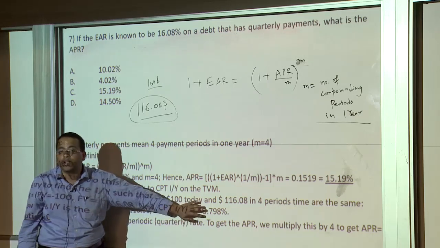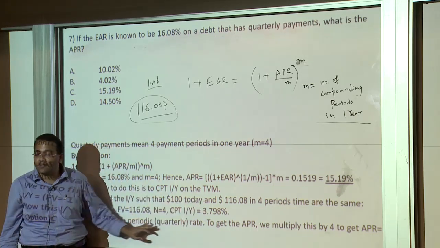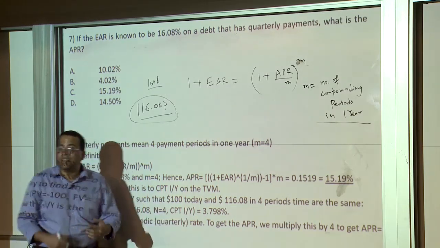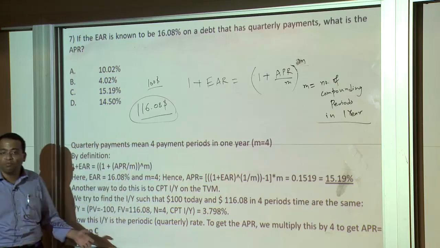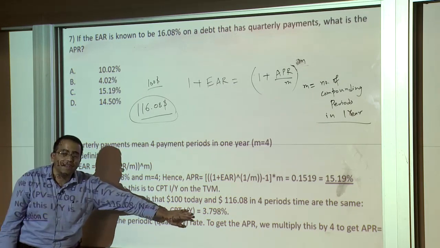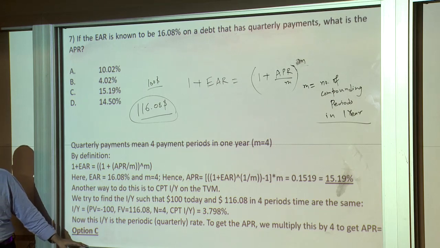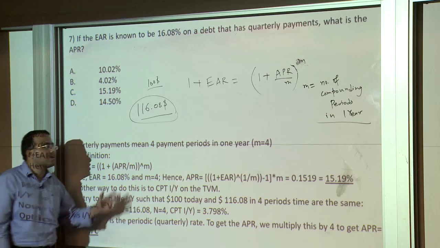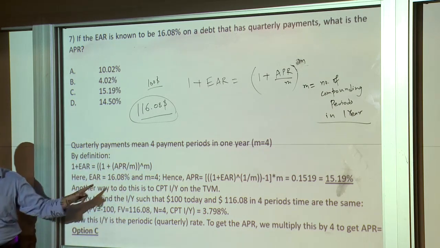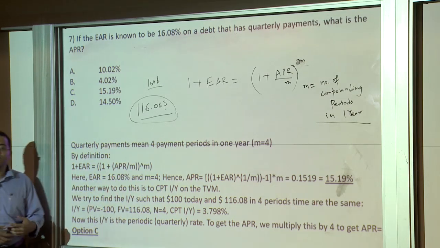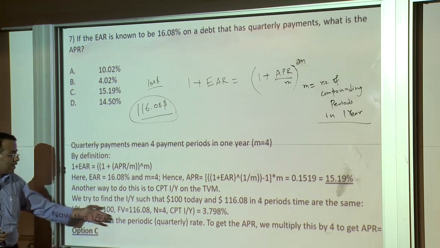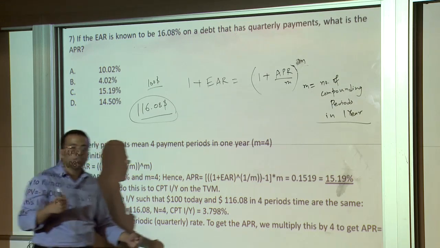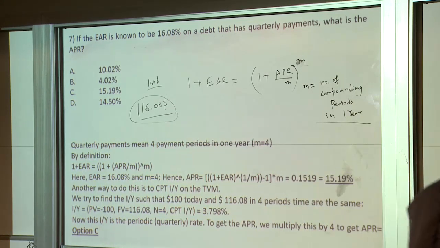But remember, this is the quarterly rate. When you calculate things in this manner, the number that you get is the quarterly rate. To get the APR, you just have to multiply this with the number of compounding periods, which is 4. So 3.798 times 4 is 15.19%. So there are two different ways you can approach this. One is a straightforward calculation: if you know the formula, you can just solve it on your calculator. The other is to assume that you invested $100 and that led to a future value of 116.08, and then you compute the I/Y. Any questions on this?